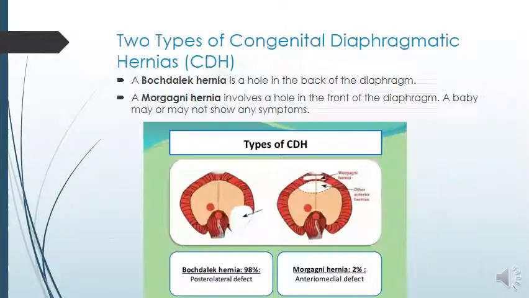There are two types of congenital diaphragmatic hernias, a Bochdalek hernia and a Morgagni hernia. In the case of the Bochdalek hernia, it is a hole in the back of the diaphragm, a posterolateral defect. 98% of all CDHs are this type. In the case of the Morgagni hernia, it involves a hole in the front of the diaphragm, and a baby may or may not show any symptoms with this type of hernia. This occurs in about 2% and is an anteromedial defect.